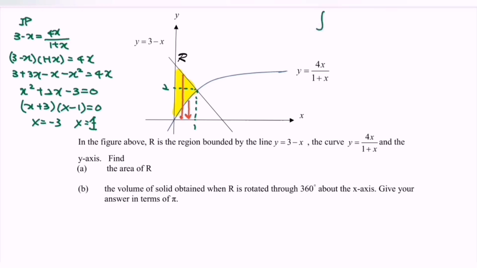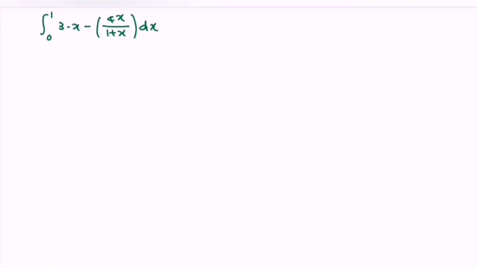So integrate from 0 until 1 for the function. The longest one will be 3 minus x, minus, in brackets, 4x over 1 plus x, with respect to x. So that will be the area. So let's begin the integration.